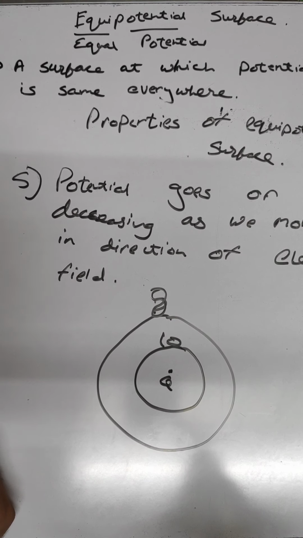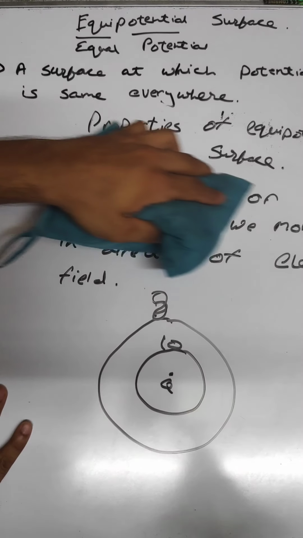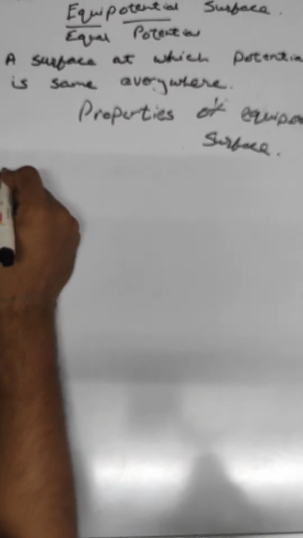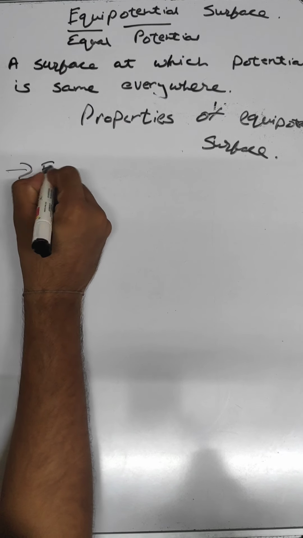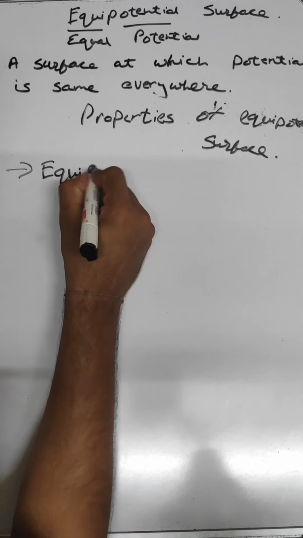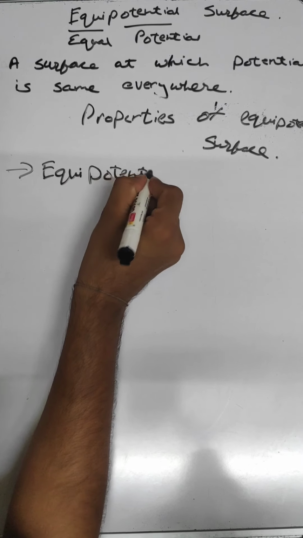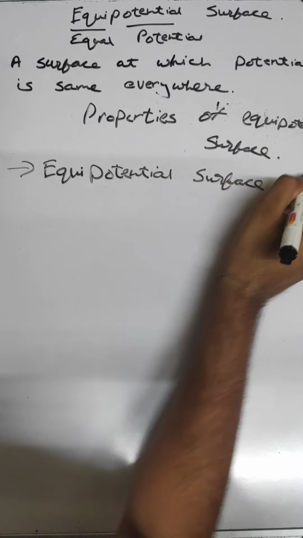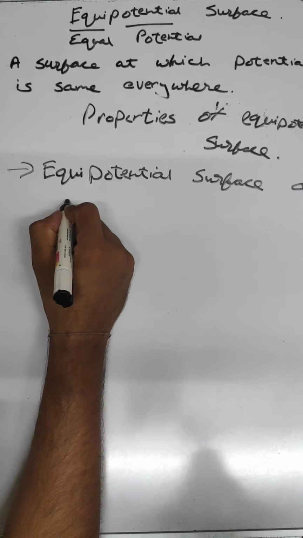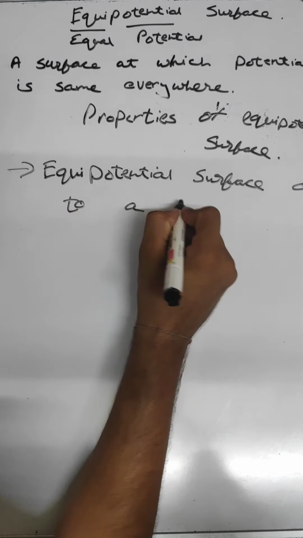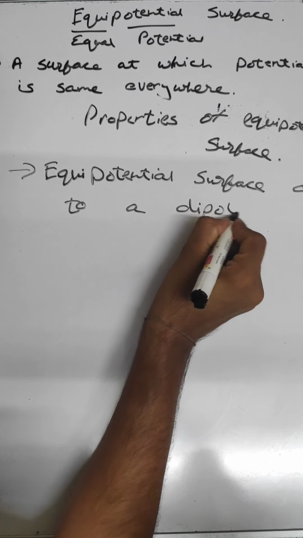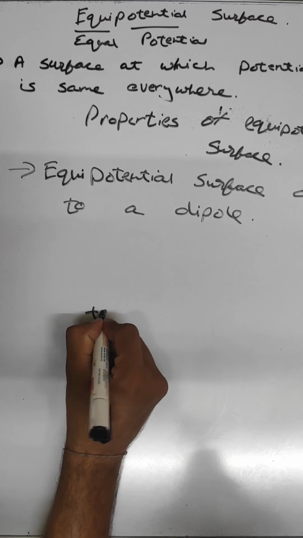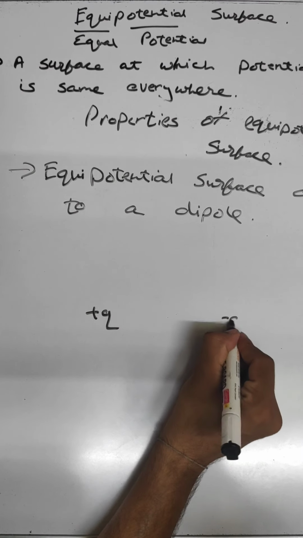And last, a very small topic, we will continue in this lecture only. We'll just draw the diagram. Equipotential surface due to a dipole. Okay, I hope everyone is aware about the dipole. Dipole is 2 equal and opposite charges.